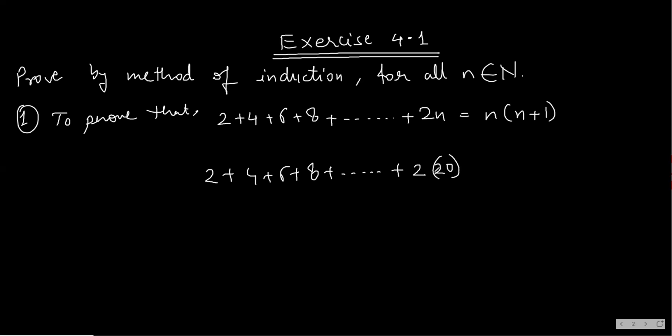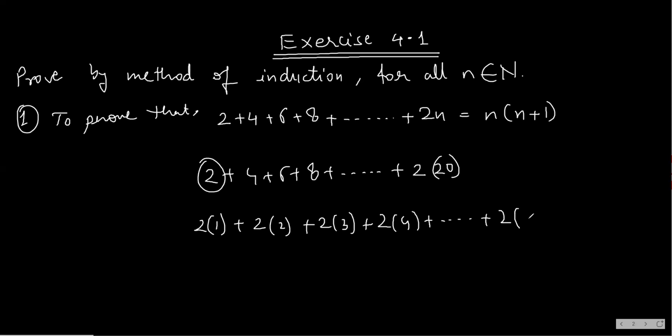Now what does that mean? See, this is 2 into 1. Try understanding. This is 2 into 1. This is 2 into 2. 6 is 2 into 3. 8 is 2 into 4. Like this. Here I have 2 into 20.